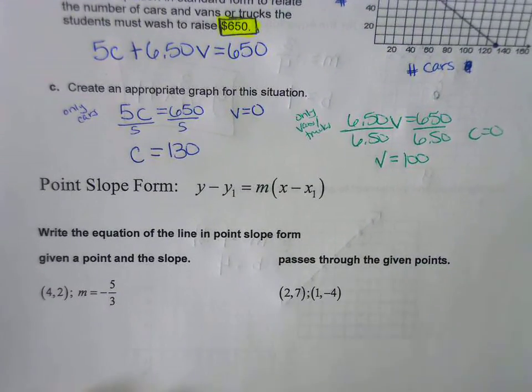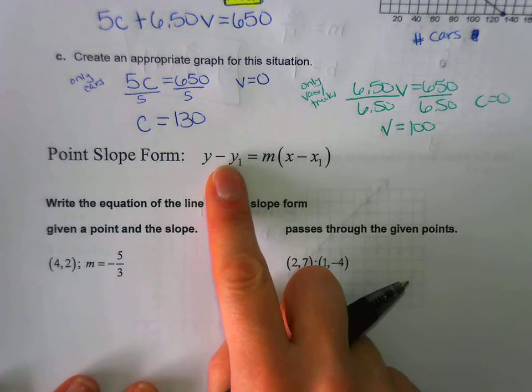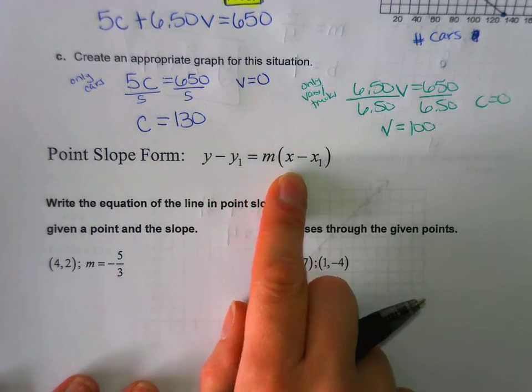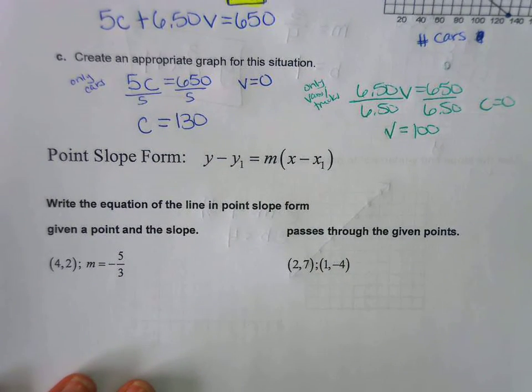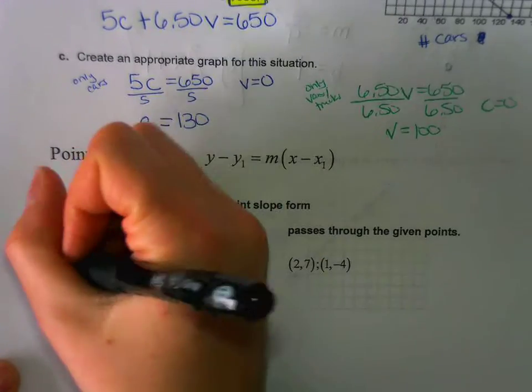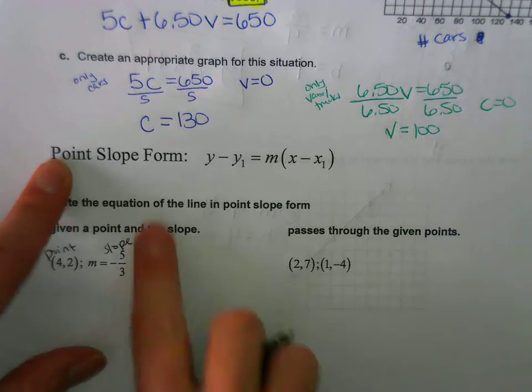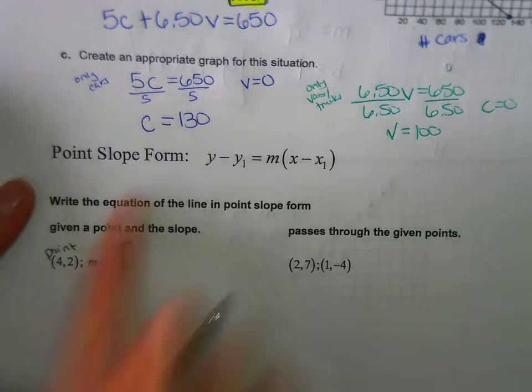So let's take a look at point-slope form. This is point-slope form. We have y minus y1 equals m times x minus x1. We want to write the equation of the line in point-slope form. So we're given a point, and we're given a slope. So we have enough to write point-slope form.